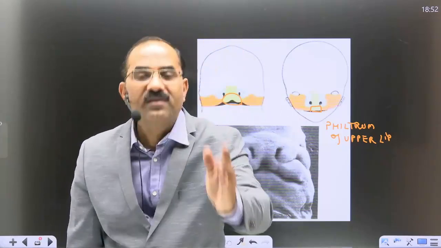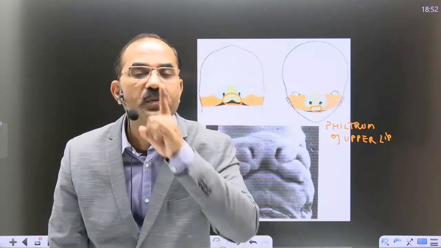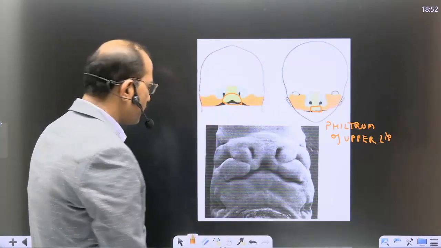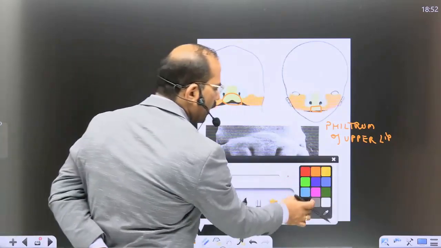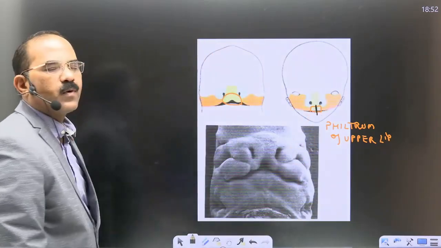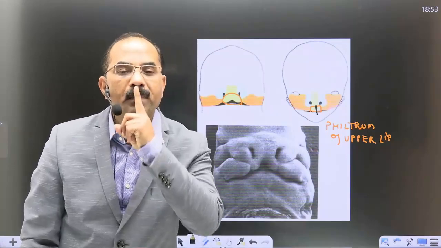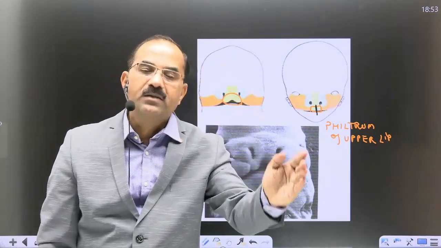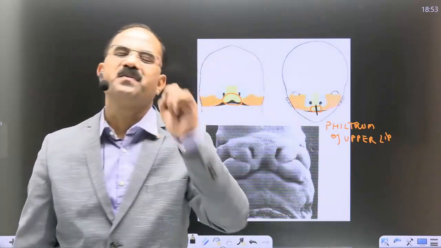If these two medial nasal processes do not fuse, we get a cleft right in the midline. And this is what we call a midline upper lip cleft, due to non-fusion of the two medial nasal processes.